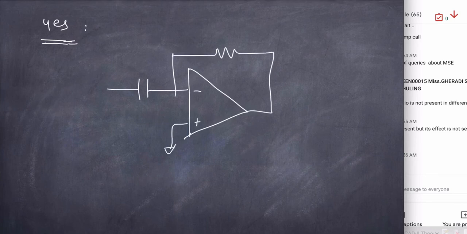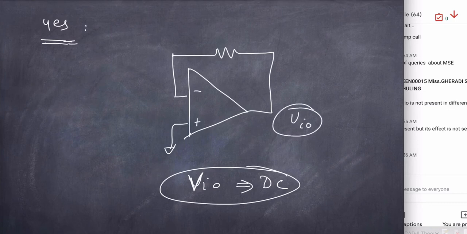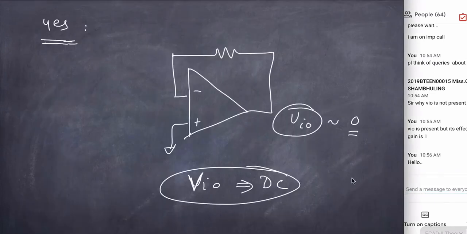Okay, VIO is actually a DC signal. So at DC this is open, and if it is open, let us remove this. So this becomes the circuit. This circuit is a unity gain amplifier. Because it's a unity gain amplifier, the output is only VIO, which is very close to 0. Therefore it doesn't go to saturation. Are you getting the point?